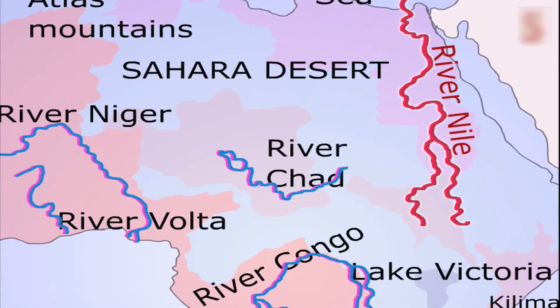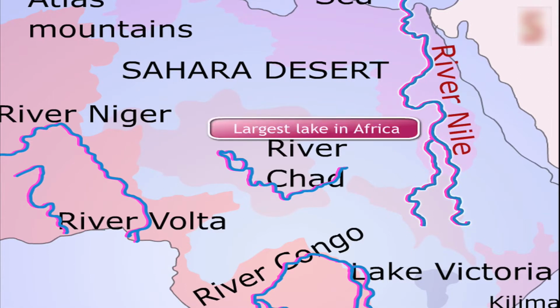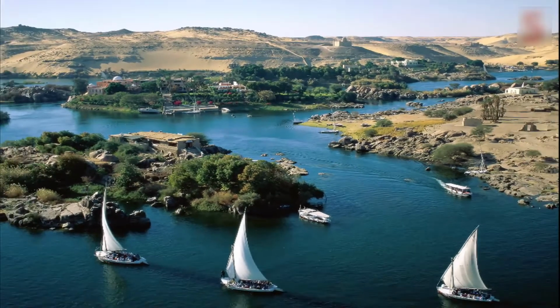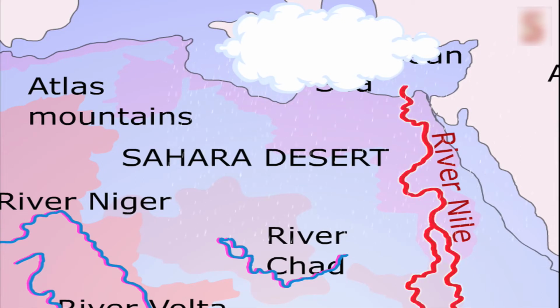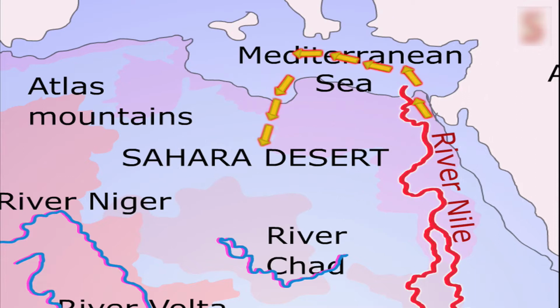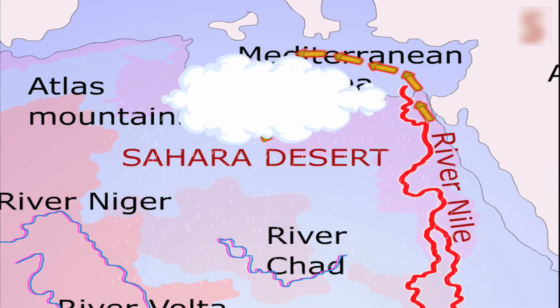Now, let's have a look at the Sahara Desert. The River Nile originates from Lake Victoria, which is the largest lake in Africa. This is also one of the largest freshwater lakes in the world. Heavy rainfall can be observed in the region where the river originates. This leads to a flow of water towards the Mediterranean Sea through the Sahara Desert. The Sahara Desert, located in the north of the continent, receives very scanty rainfall.